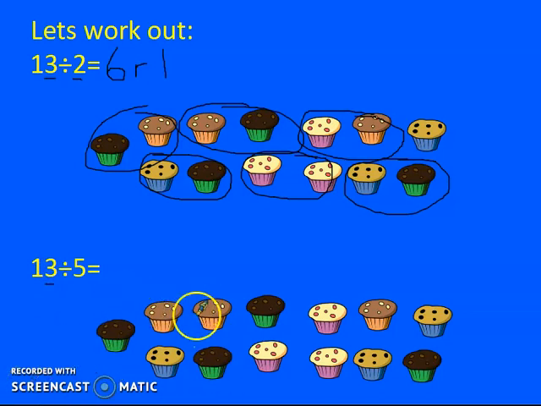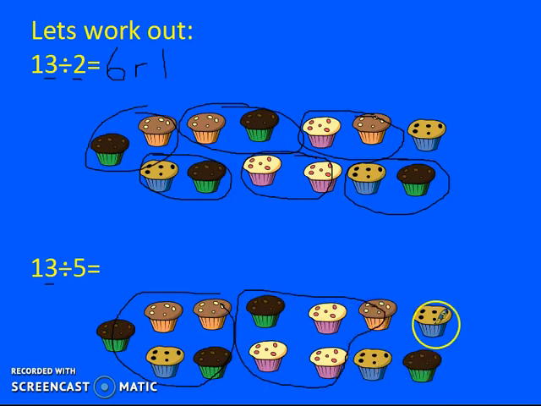So let's group these cupcakes into groups of 5 to see how many we will have left over, how many we will have remaining. So there's a 5, there's a 5, and we've got 1, 2, 3. We can't make another 5. So we have 2 groups of 5, remaining 3, because there are 3 cakes left over. Well done if you got those correct.